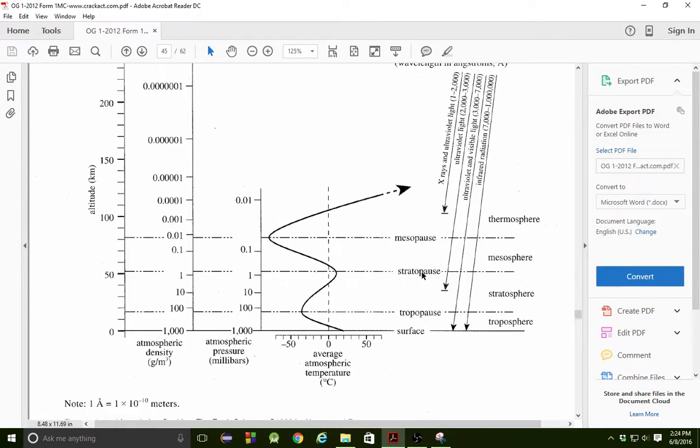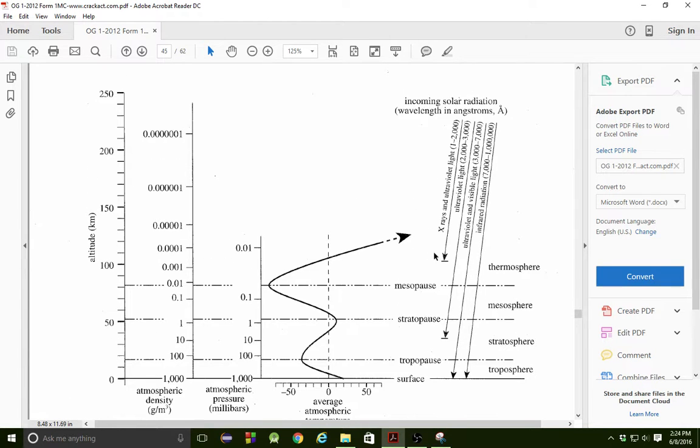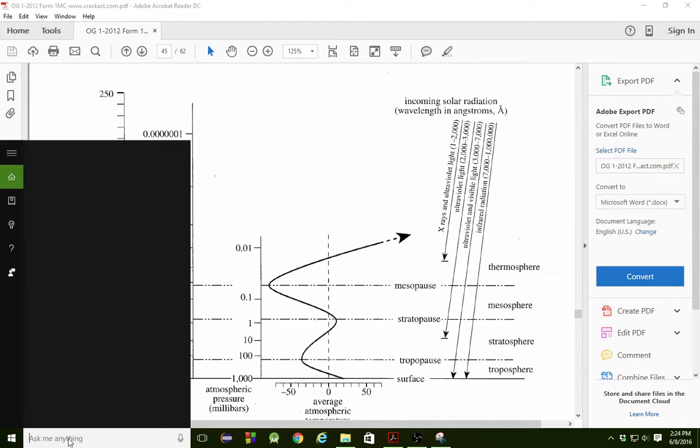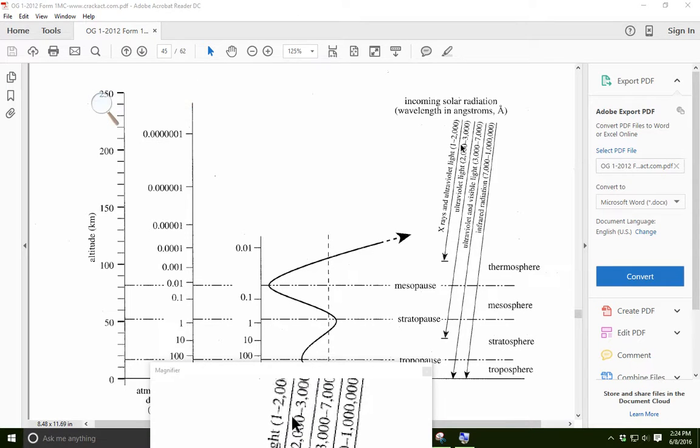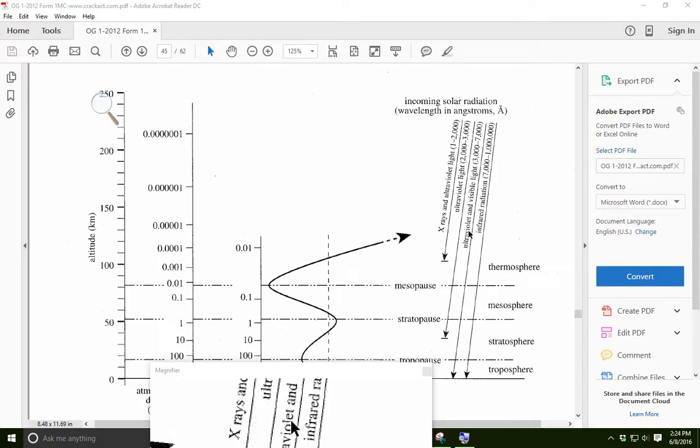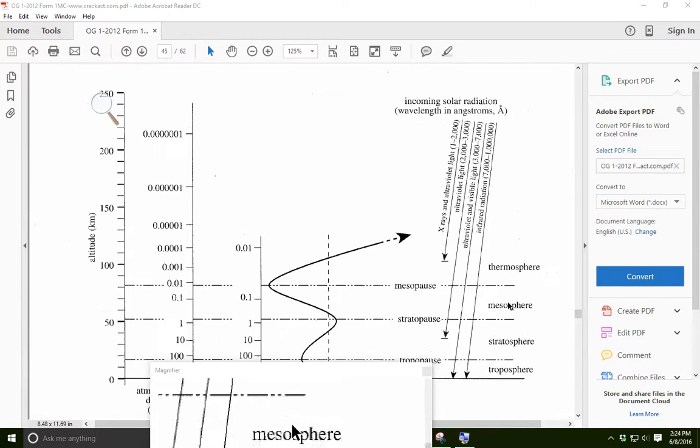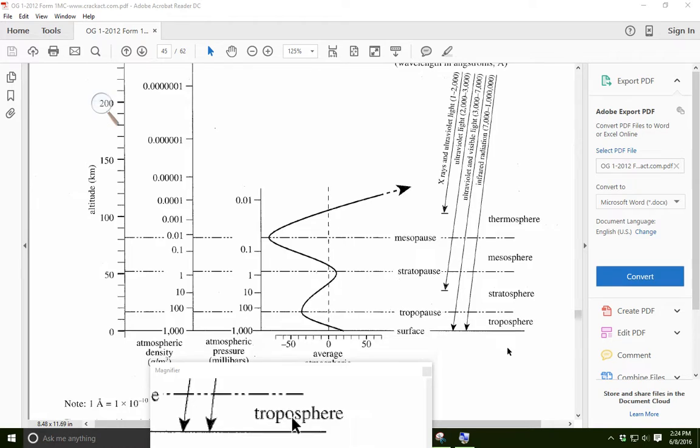And then we got tropopause, stratopause, mesopause, the different layers. And we have X-ray and ultraviolet light. Let's just get a magnifier on this. X-ray and ultraviolet light, ultraviolet and visible light, infrared radiation. Thermosphere, mesosphere, stratosphere, and troposphere, the different layers.